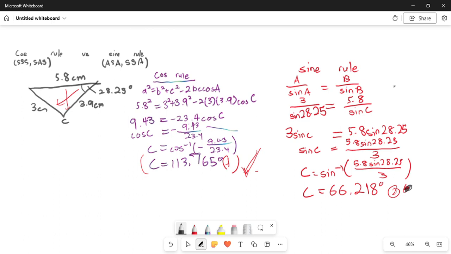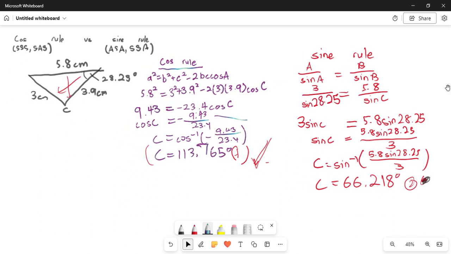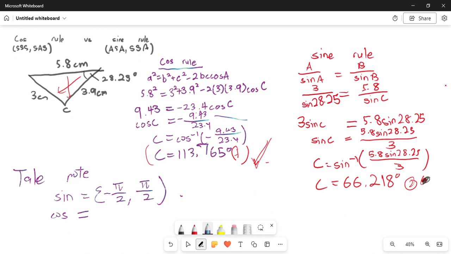Why? So, if you don't know, the range of cosine and sine. The range of sine is actually from negative pi over 2 to pi over 2. So, this is a note. But for cosine, the range is actually from 0 to pi, or so-called from negative 90 to 90, and then this is 0 to 180.